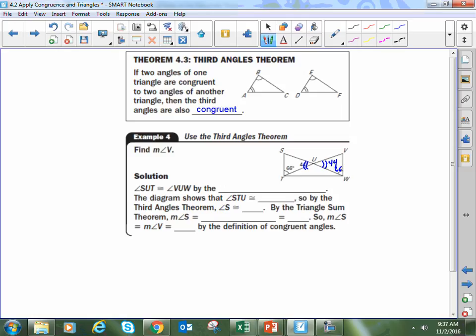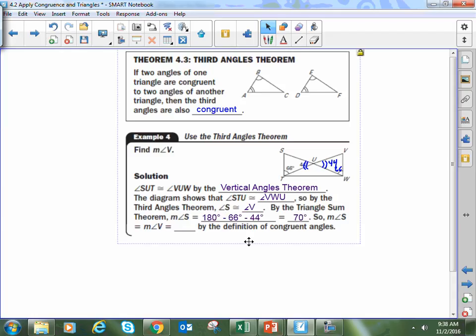So there's a couple approaches you could have taken to figure that out, but that's really kind of how we're going. So we would just say 180 minus the 44 minus the 66 to show that the measure of angle V is going to be 70 degrees.